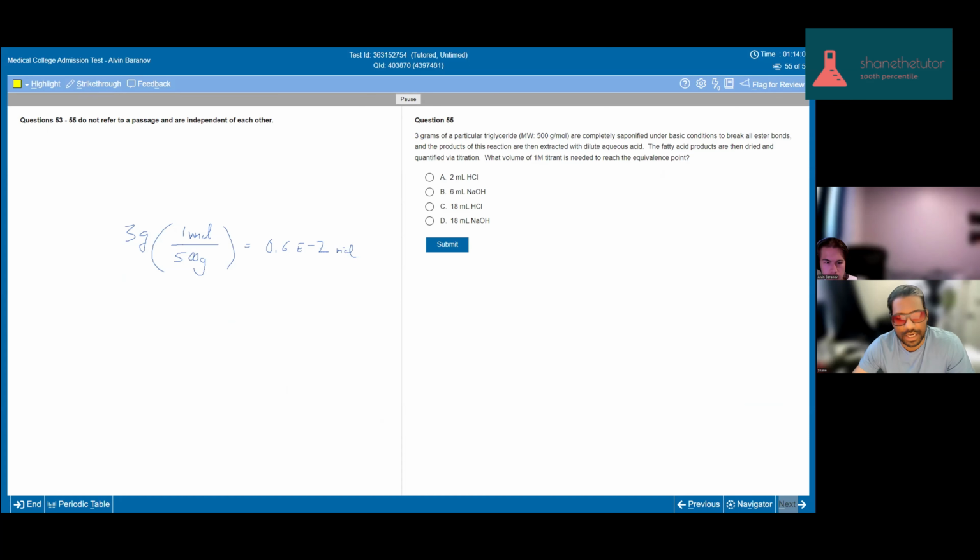Oh, I see what you're asking. Okay. So yeah, since a triglyceride is the glycerol and three fatty acids, when you break that bond, you get three fatty acids, right? And they're saying that they're taking the fatty acid products and they're doing titration on that.